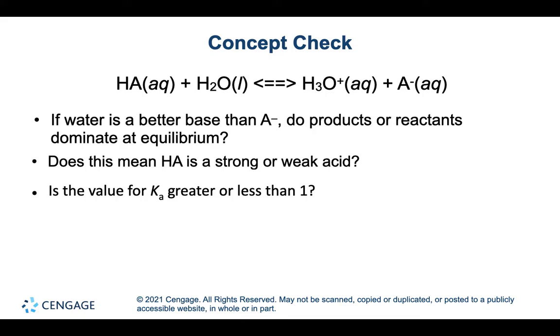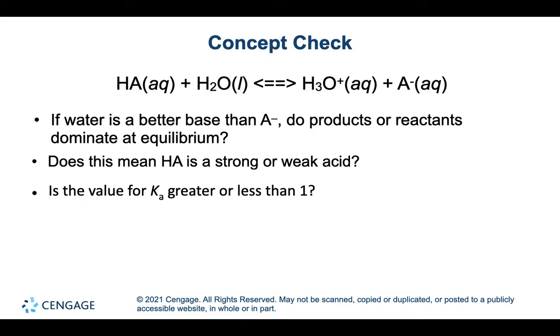If water is a better base than A minus, so let's look at it. Water on the left is trying to take H plus away from HA, and A minus on the right is trying to take H plus away from H3O plus. If water is better at taking away H plus, this equilibrium is going to lie to the right. The products are going to dominate. The forward reaction is going to be more dominant than the reverse reaction.